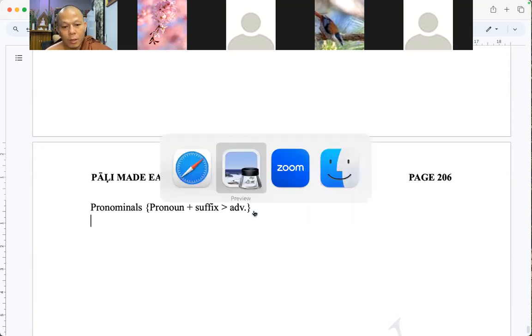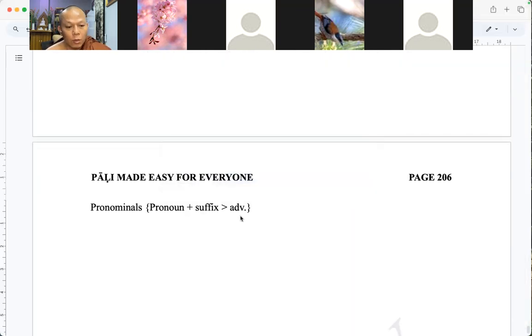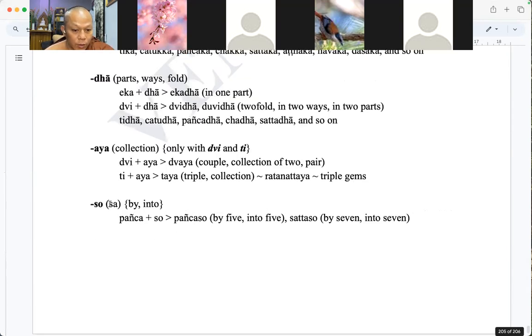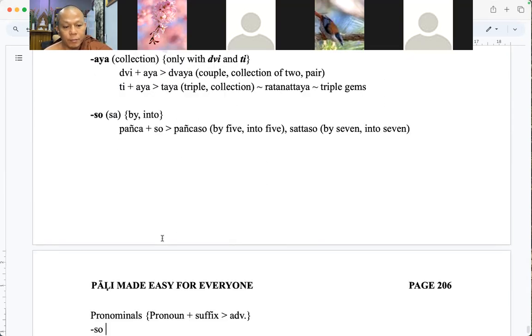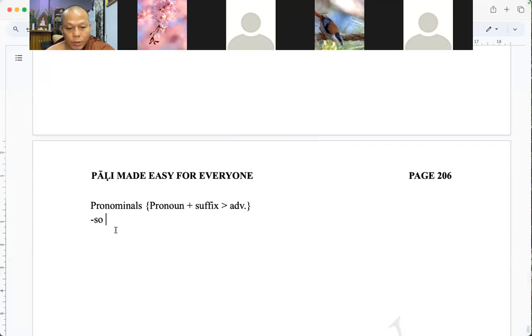So for example here, the first one is also so. So actually this so, like here you see, literally the meaning of that so is by ways or by means of something, or by means of, or something in this way.